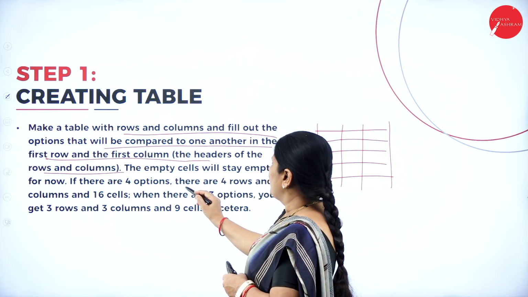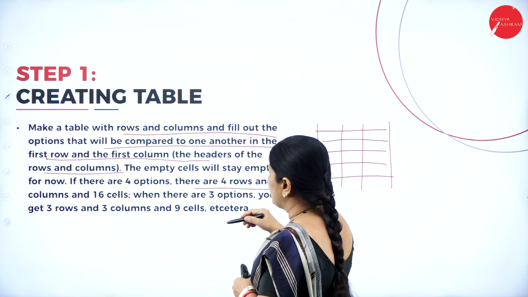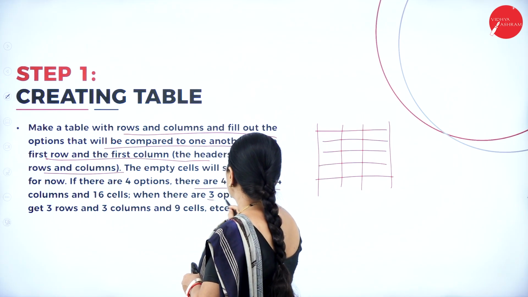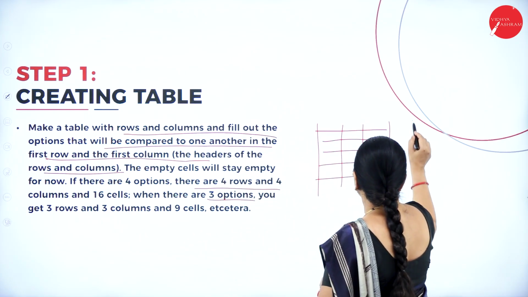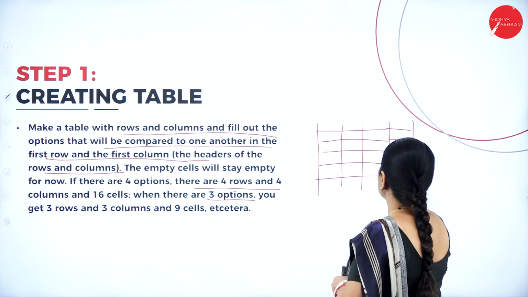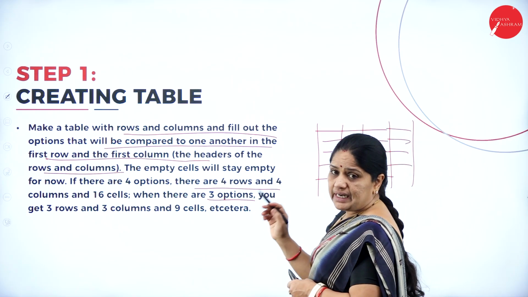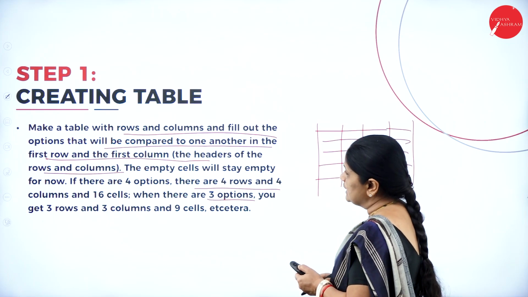When there are 4 options, there are 4 rows and 4 columns and 16 cells. When there are 3 options, you have 3 rows and 3 columns.